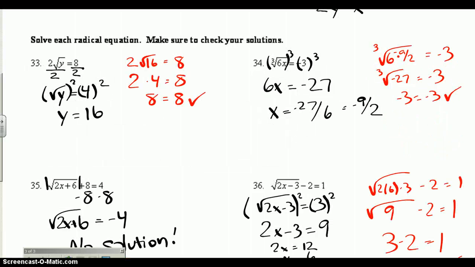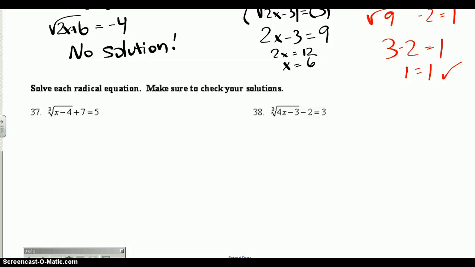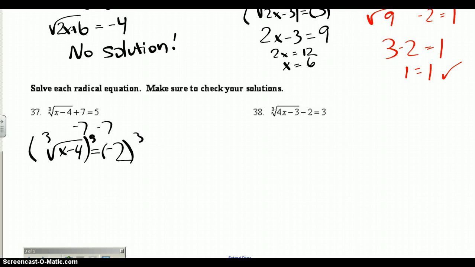Next is the last two problems of the day. We have 37 and 38. These are cube roots, but it's the same idea because we need to isolate. So I got to subtract 7 first. So I get the cube root of x minus 4 equals negative 2. I need to cube both sides, which gives me x minus 4 equals negative 8. If you add 4 to both sides, you should get x equals negative 4.